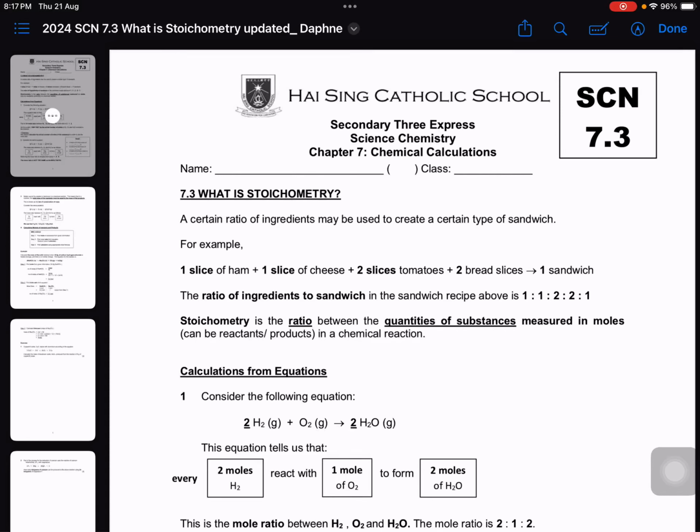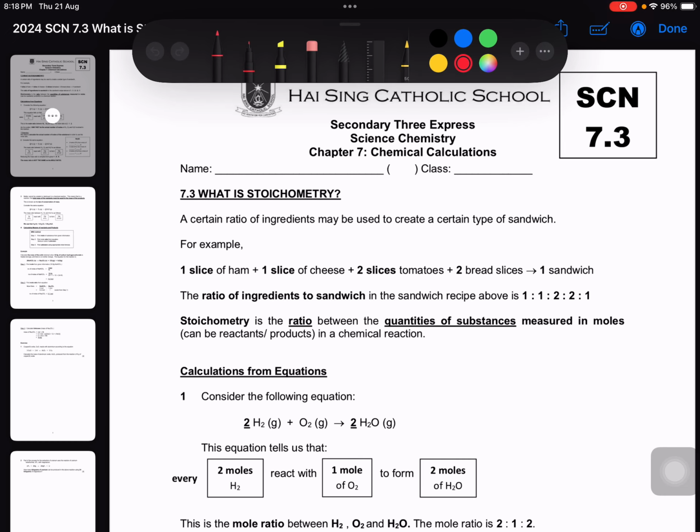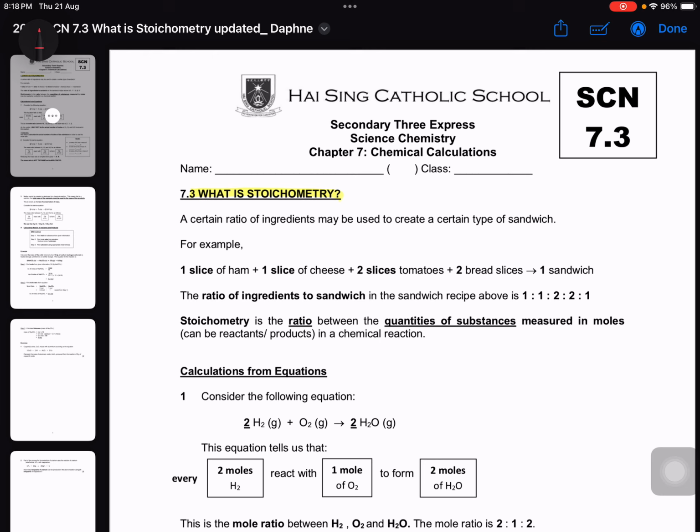Okay, today's lesson is on stoichiometry. What is stoichiometry? Hang on. This word. Now, the spelling here is wrong. There should be a... chiometry. The I is missing. Stoichiometry. Oh, by the way, there is no 7.2.